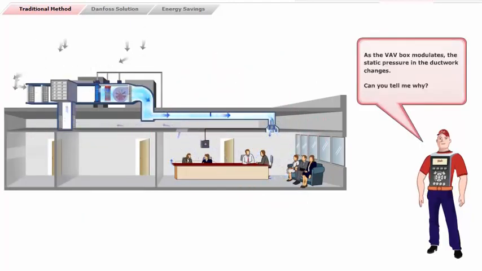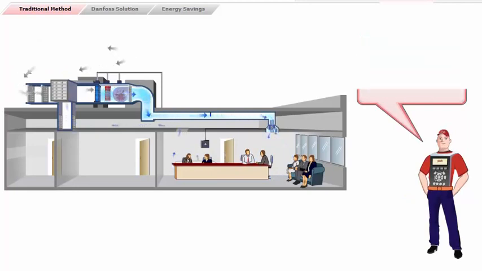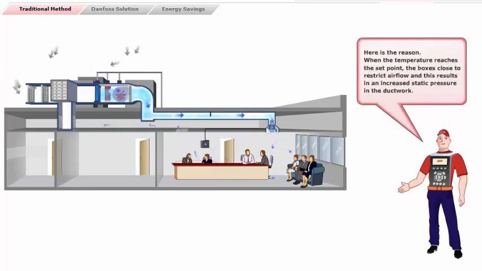As the VAV box modulates, the static pressure in the ductwork changes. Can you tell me why? Here is the reason. When the temperature reaches the set point, the box is closed to restrict airflow, and this results in an increased static pressure in the ductwork.